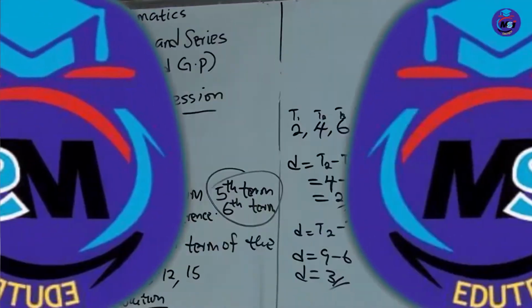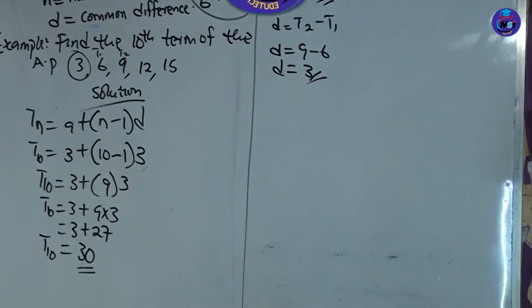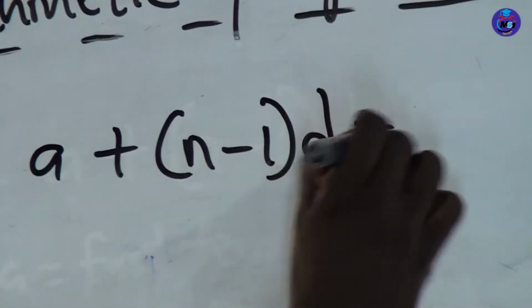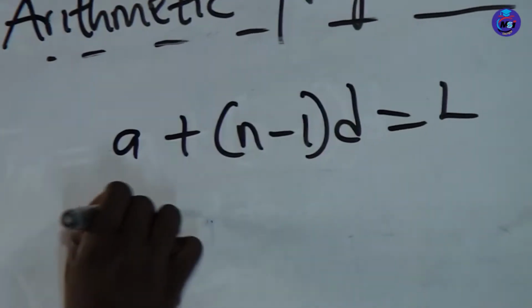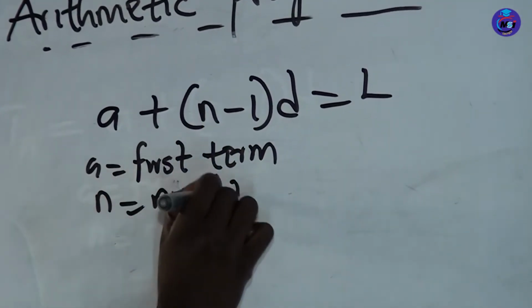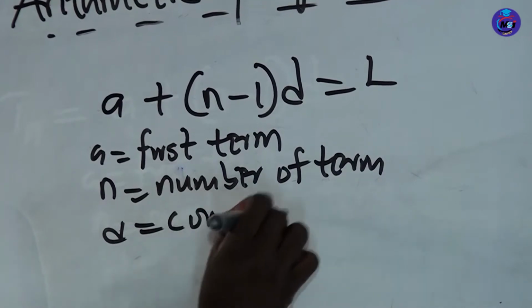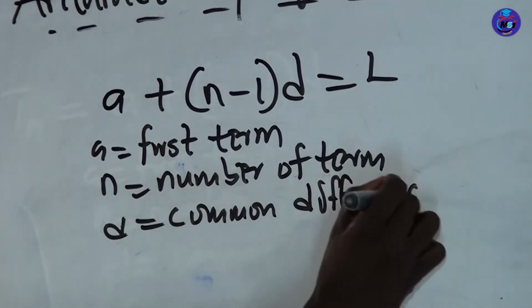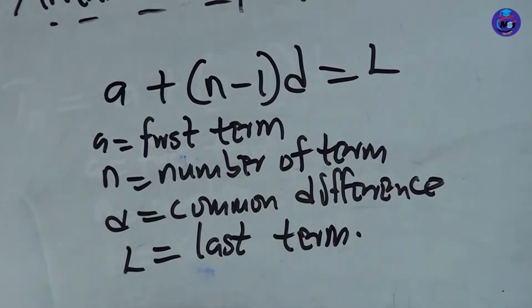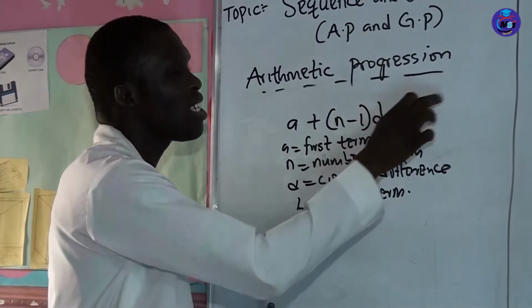Okay, you ready? Pay attention. We have a plus bracket n minus 1 d equals l. a is the first term. n is the number of terms. d is the common difference. And l is called the last term. I believe you are not confused. Okay, this is a plus bracket n minus 1, close the bracket, d equals l.